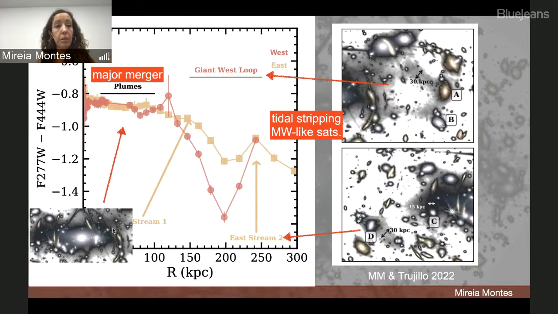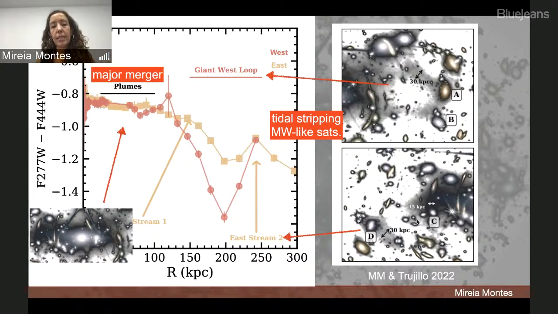But in the outer parts, what seems to be forming the intracluster light in this cluster is the tidal stripping of satellites of a mass similar to the Milky Way. As you can see here, this is what we call the giant west loop. But also you can see here in the eastern part of the cluster these tidal tails. These tidal streams, sorry.